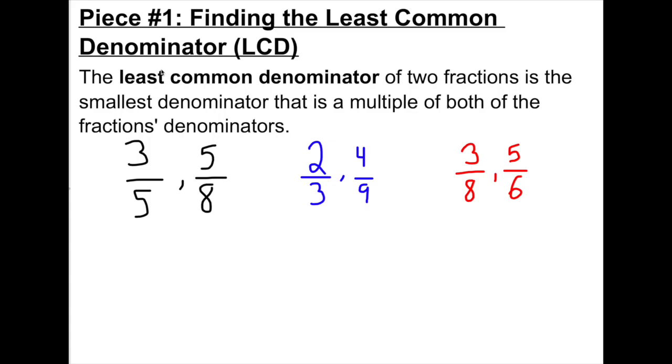So I'll give you some examples just so you can see what I mean. Let's say we have 8 and 5. I'm going to ask myself, what's the smallest possible number that's a multiple of both 8 and 5? And that number is 40. If you do the multiples of 8, you get 8, 16, 24, 32, 40. See, 40 is the smallest number that's a multiple of 8, and because it ends in a 0 or a 5, it's divisible by 5. So this would be the LCD, the least common denominator.